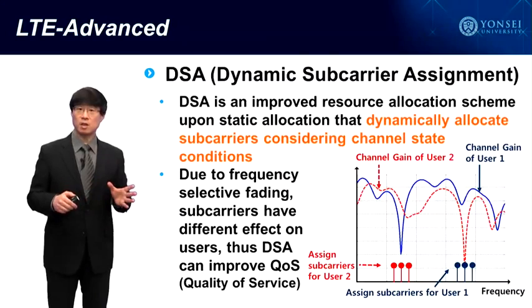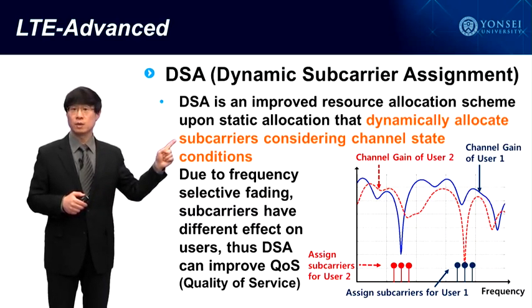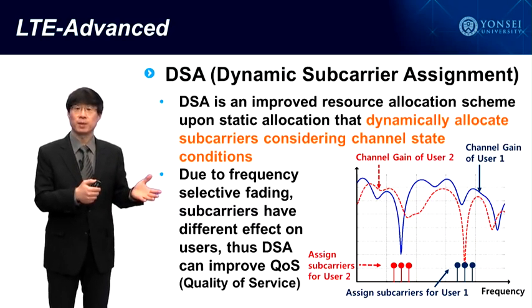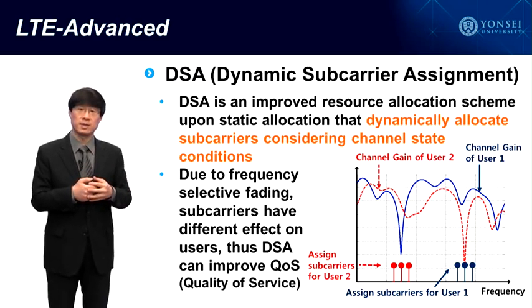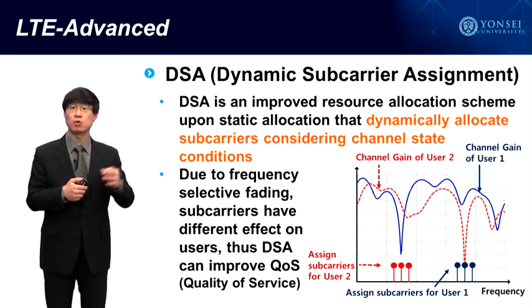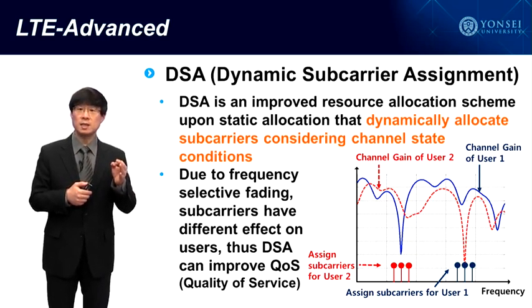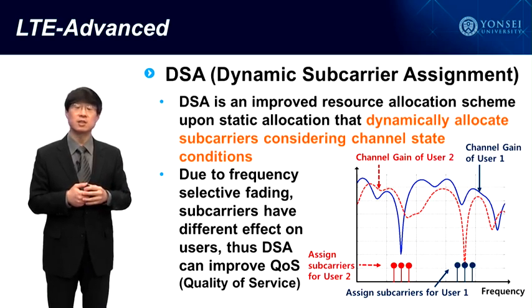The next technology is DSA, Dynamic Subcarrier Assignment. DSA is an improved resource allocation scheme upon static allocation. And we're talking about actually SSA, which is Static Subcarrier Assignment Technology. DSA is a Dynamic Subcarrier Assignment Technology that is an improved one. And what it does is dynamically allocates subcarriers considering channel state conditions.